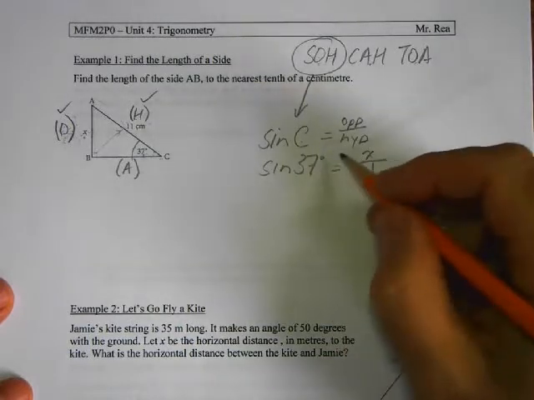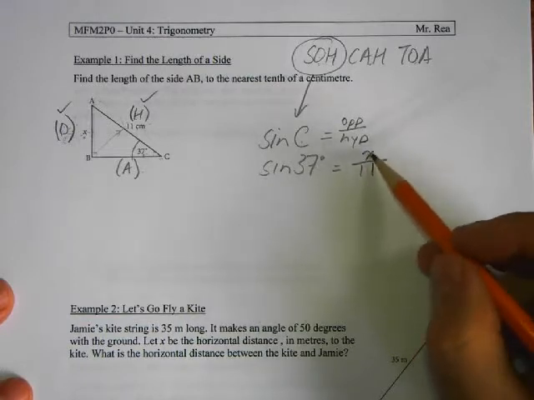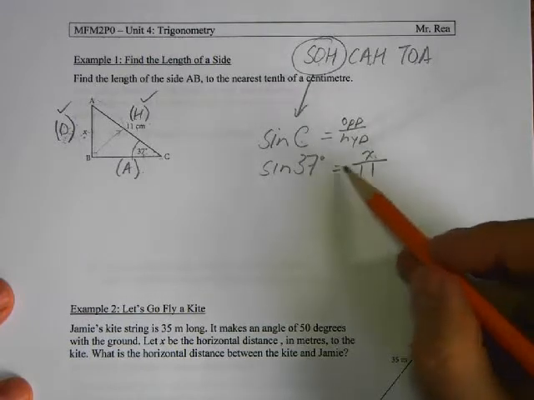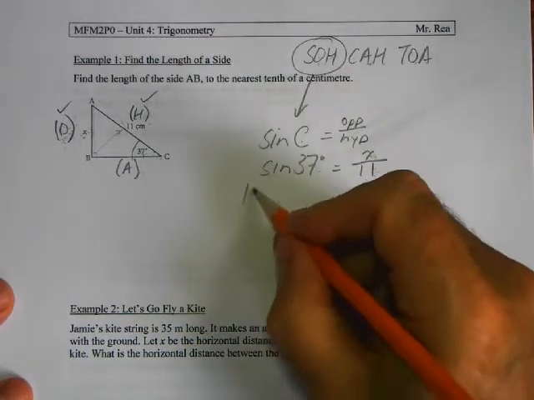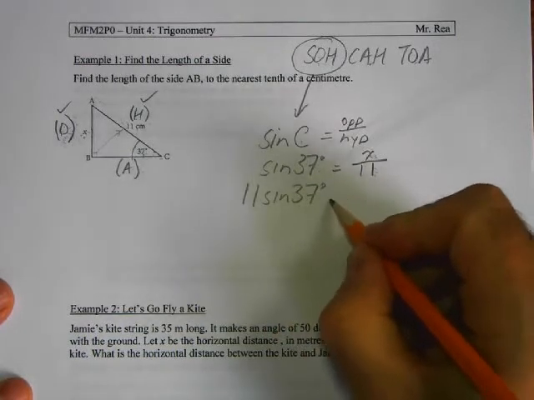Now if you remember from your equation solving, I'm trying to solve for X. What's being done to the X right now is we're dividing X by 11. So to undo that, we multiply both sides of the equation by 11. When I do that, 11 times sine 37 is equal to X.